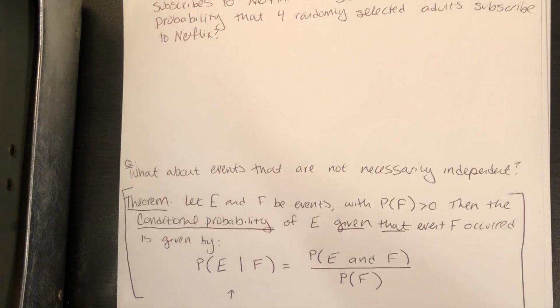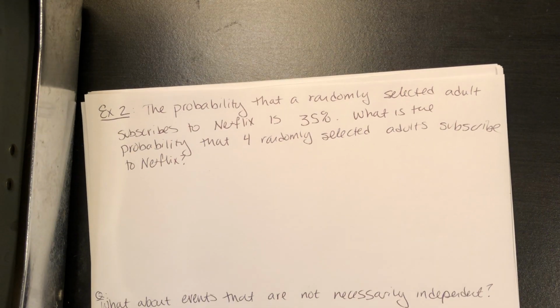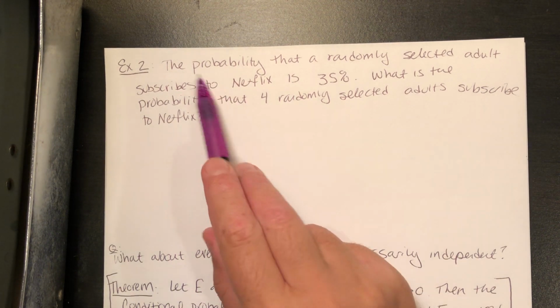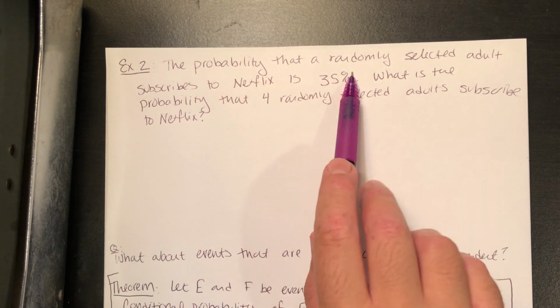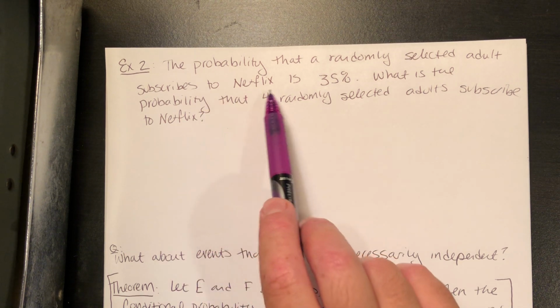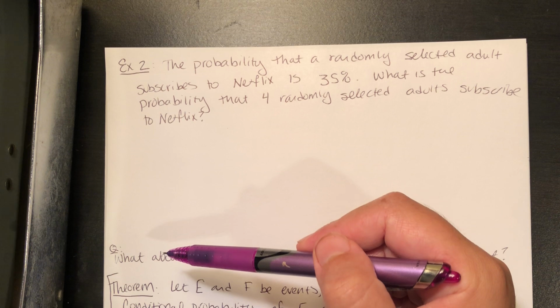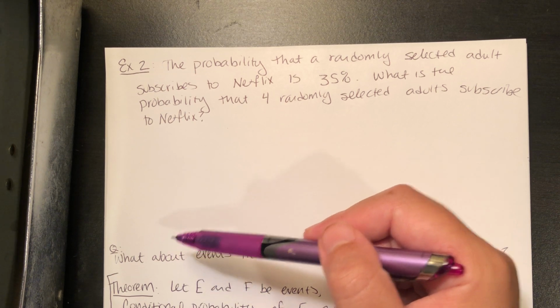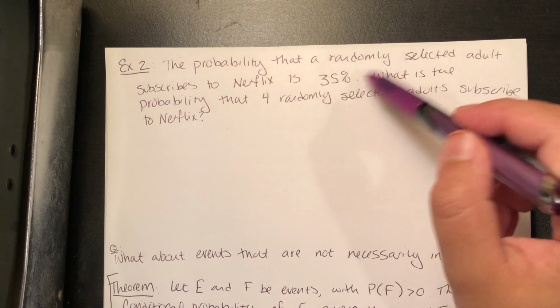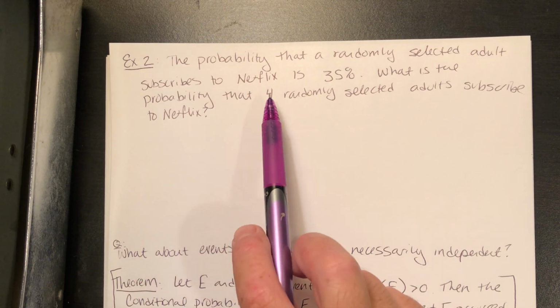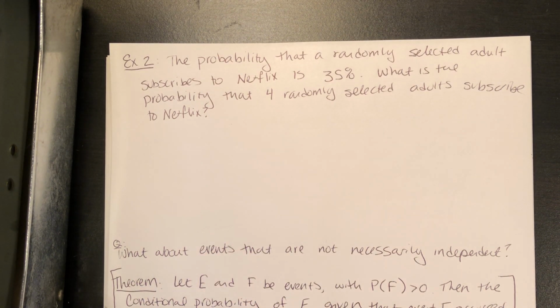But let's look at another example. Let's say we want to find the probability that a randomly selected adult... Let's say we're given the fact that the probability that a randomly selected adult subscribes to Netflix is 35%. So this is saying 35% of adults subscribe to Netflix. I made this number up. I don't think this is true. Just for the sake of the problem, let's suppose that that is the case. What is the probability that 4 randomly selected adults all subscribe to Netflix?